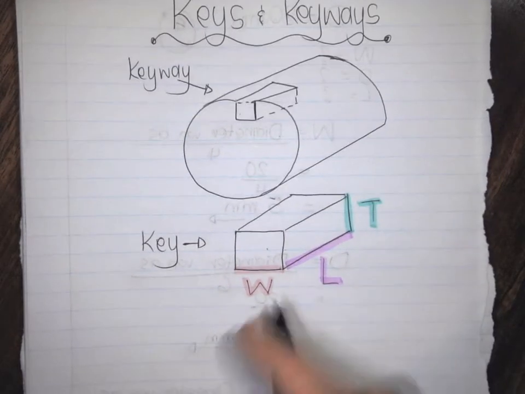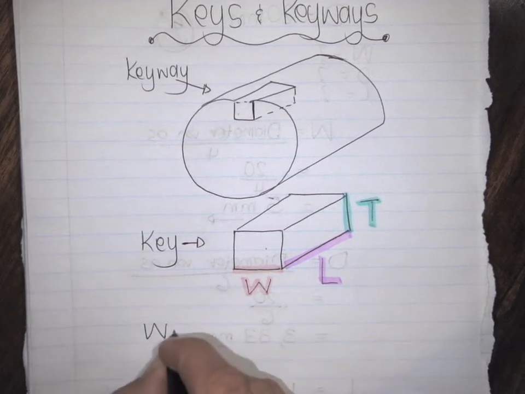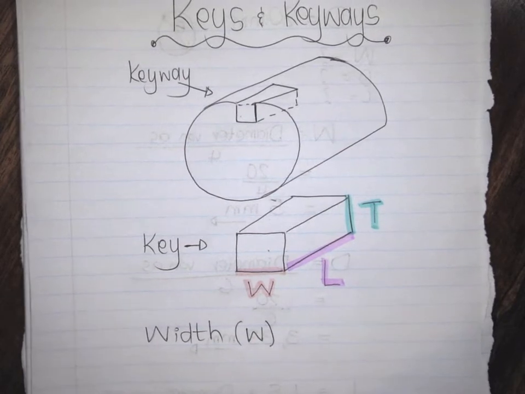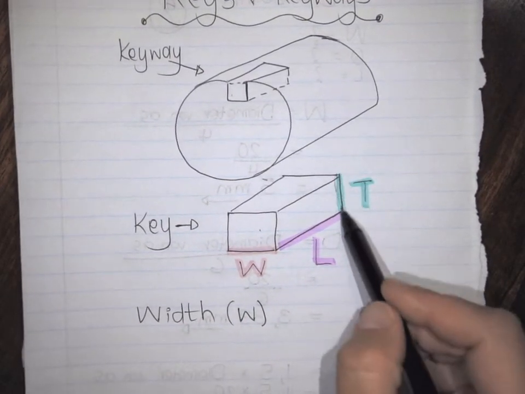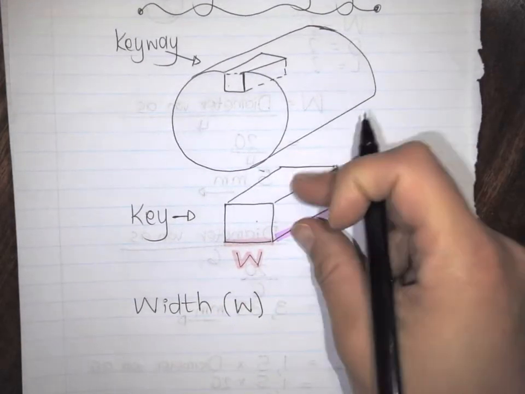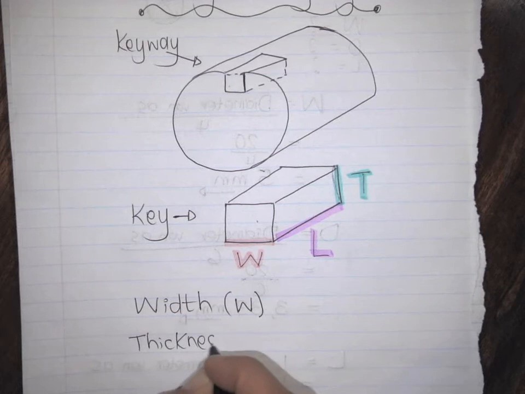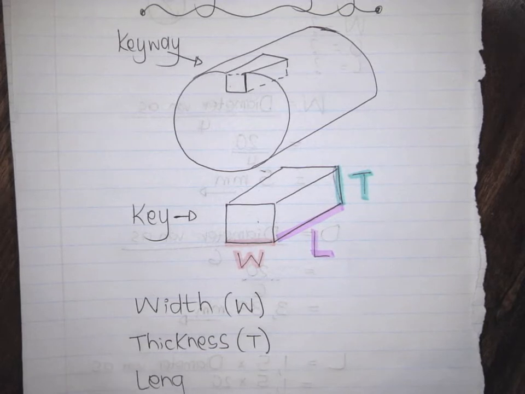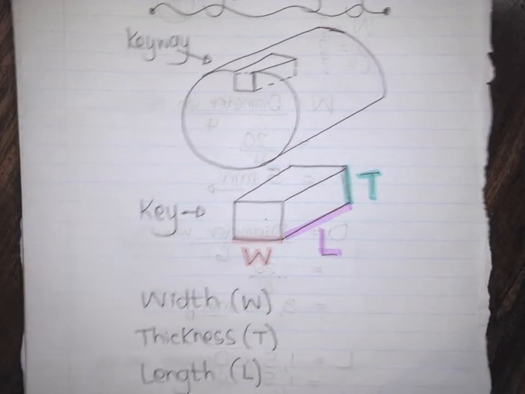So if you look at your key, you'll see that it has a width here at the bottom. And the symbol for that is a capital W. Then you get the thickness, how thick this key has to be. Capital T is a symbol. And then you also get the length of my key. And that's a capital L then.